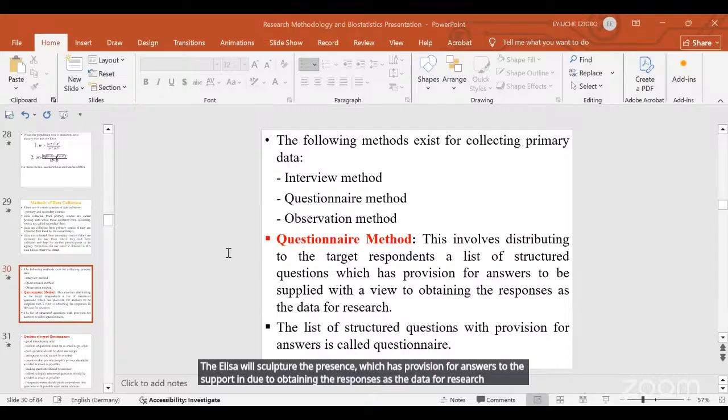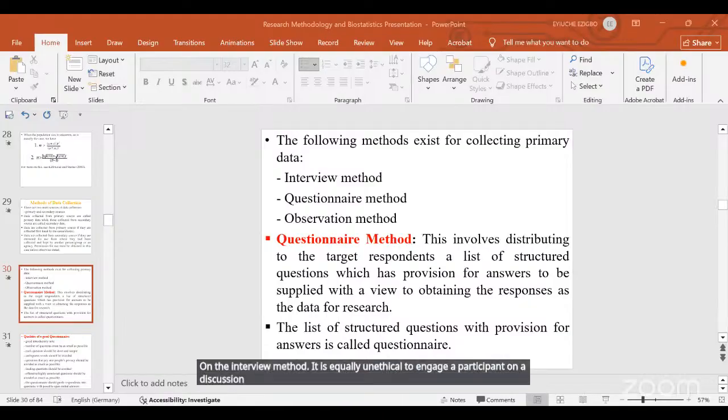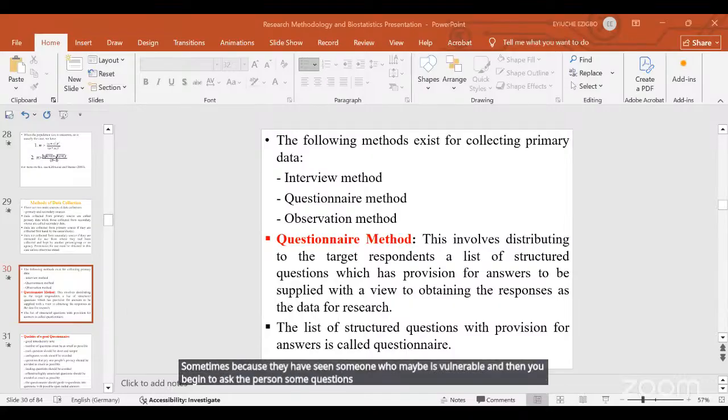But sorry, I forgot to say one thing on the interview method. It is unethical to engage a participant in a discussion in an interview without first of all letting the participant know that you are conducting an interview. Some persons, because they have seen someone who is vulnerable, begin to ask the person some questions and the person tells you and you are already recording it, and at the end of the day, you have your data.